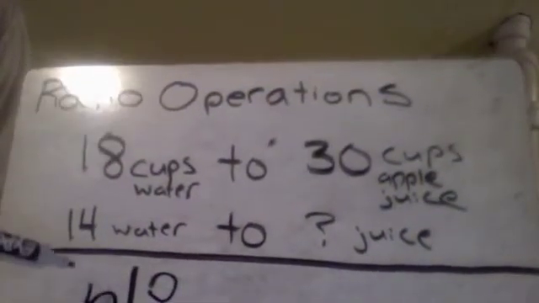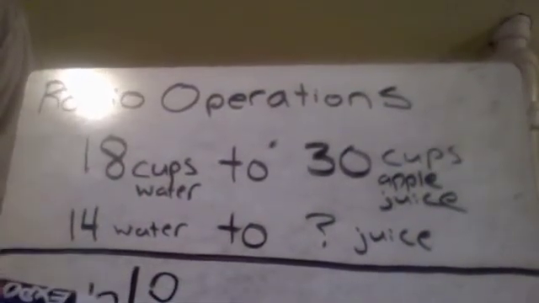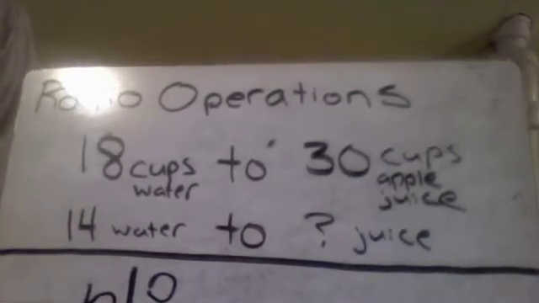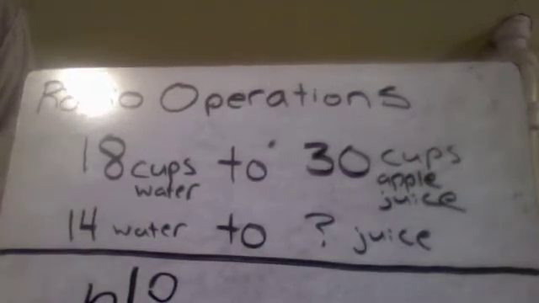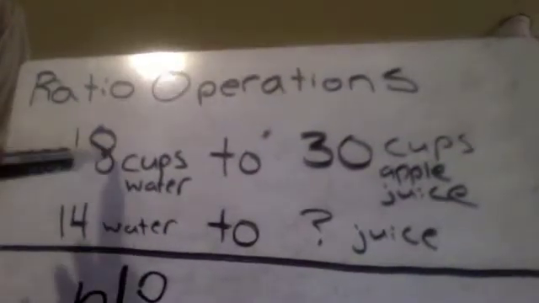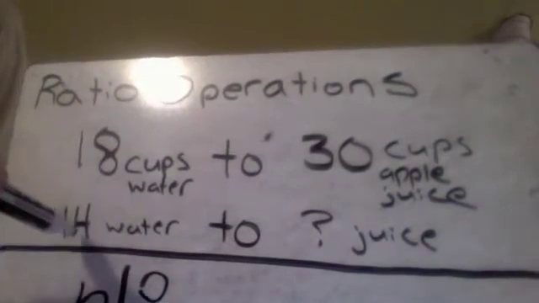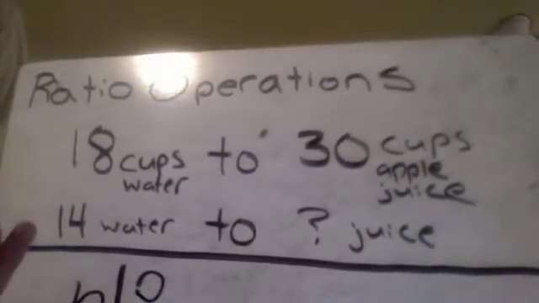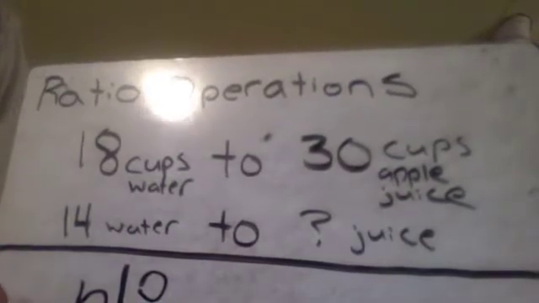So what I want to know is, if there's 14 cups of water, how many cups of apple juice would that actually be? Okay. So we're going to set up this table again and try to figure it out. Now, this one's interesting because we couldn't add up by 18 and 30, because 18 is already bigger than 14. So we're going to actually have to break this down into smaller pieces, which is going to be fine. It's going to work out just great.